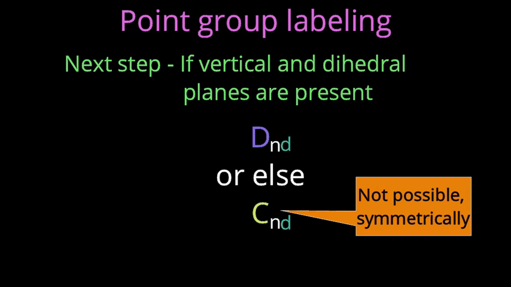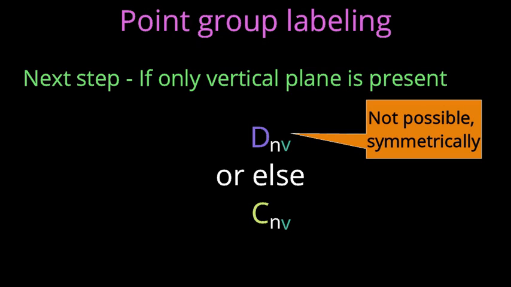It means CnD is not possible from a symmetrical point of view. But suppose dihedral plane is not there, horizontal plane also is not there, only vertical plane is there. No option, no choice, we need to represent it as V. So it can be CnV or DnV. Here, existence of only vertical plane is impossible for dihedral point group. It means DnV as a point group is not possible symmetrically.